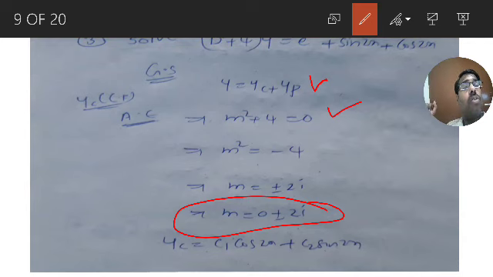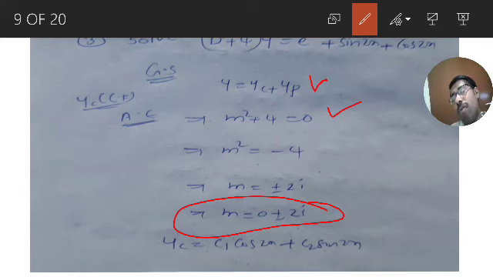Complex roots. When the roots are alpha plus or minus i beta, then what is yc? You can write e power of alpha x into c1 cos beta x plus c2 sin beta x. Here alpha is 0, beta is 2. Therefore you can write yc is equal to e power of 0x into c1 cos 2x plus c2 sin 2x.